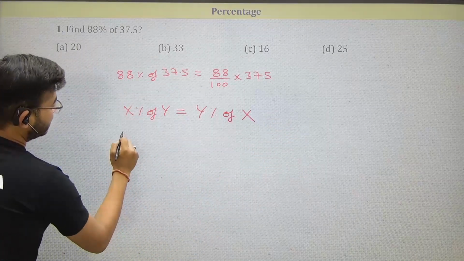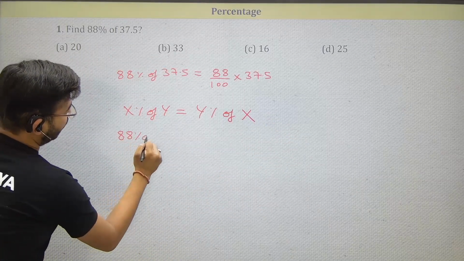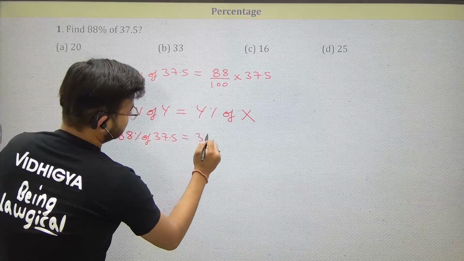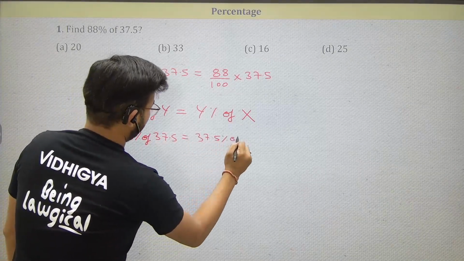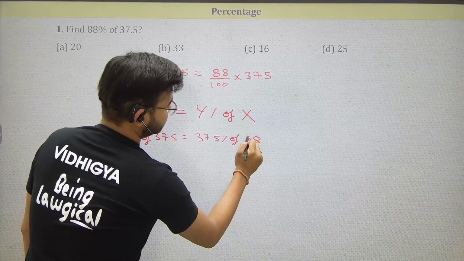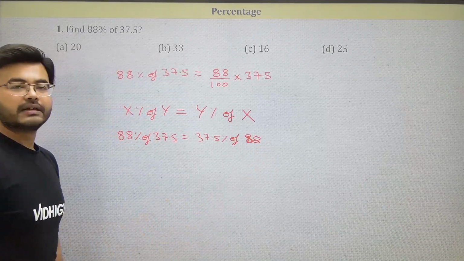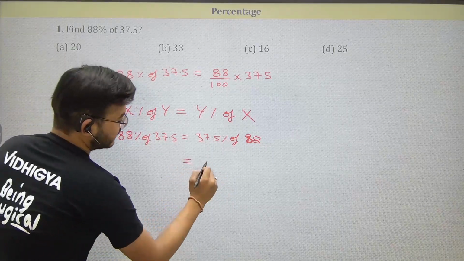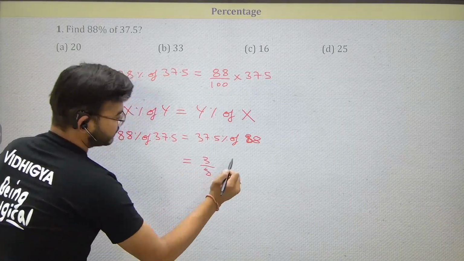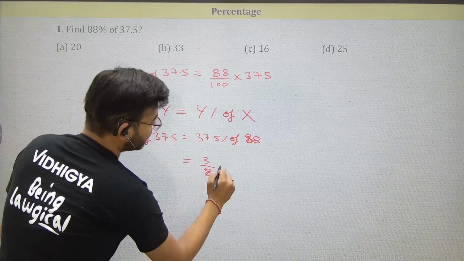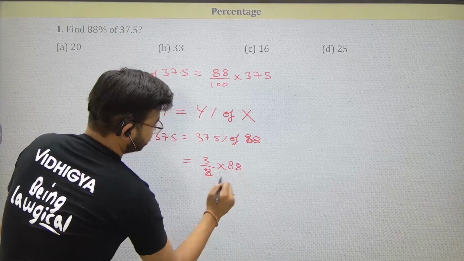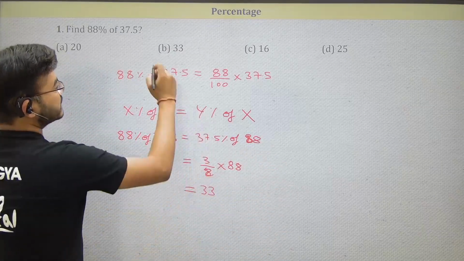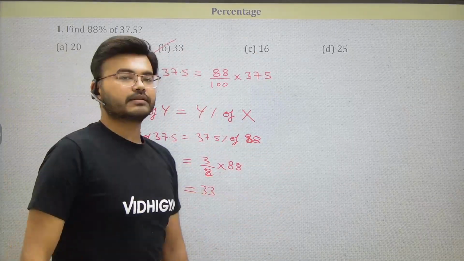Now here, 88% of 37.5 can be written as 37.5% of 88. Okay, because it is the same thing. Now we know 37.5 is nothing but 3 by 8 into 88. So this becomes 33. So the answer will be B, 33.